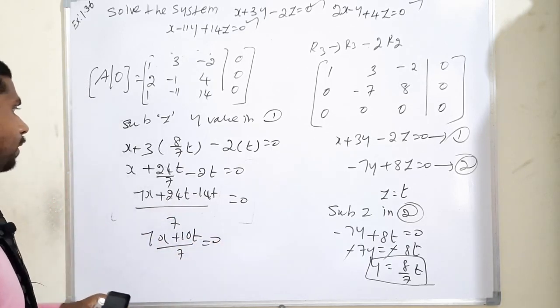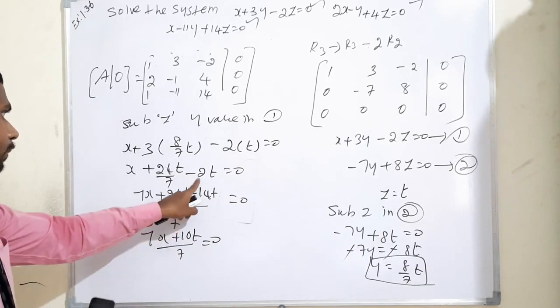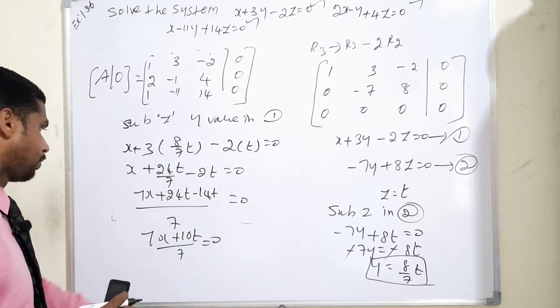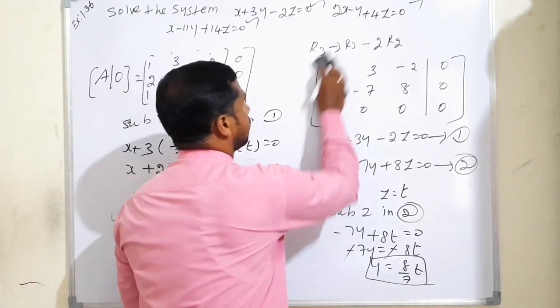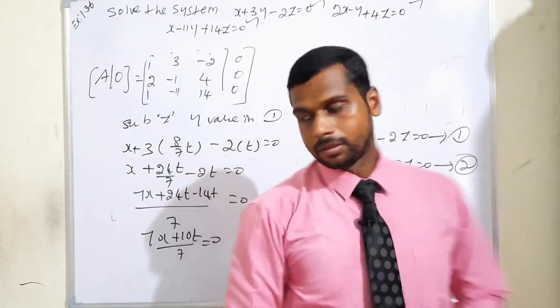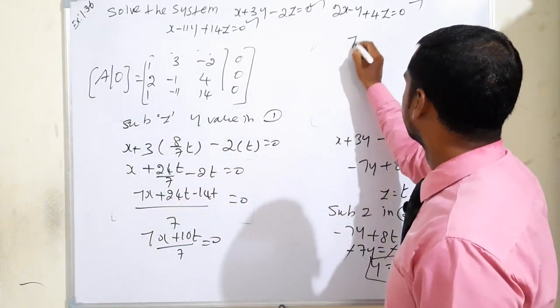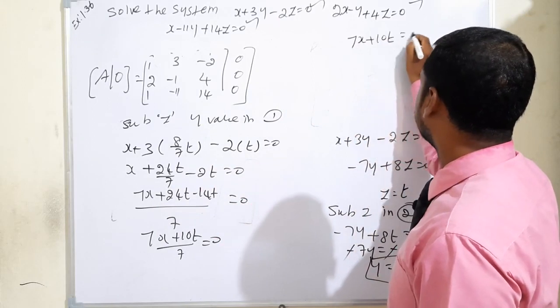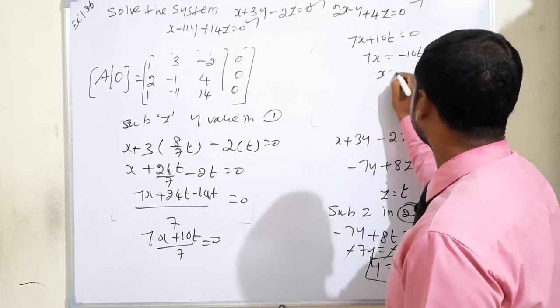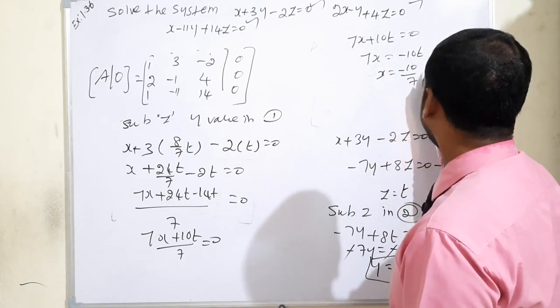Again, cross multiply means what will happen? Minus 2t is there, 0 will come, isn't it? Listen. So cross multiply means 7x plus 10t is equal to 0. Therefore 7x is equal to minus 10t, which means x is equal to minus 10 by 7 into t.